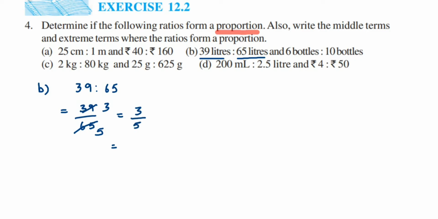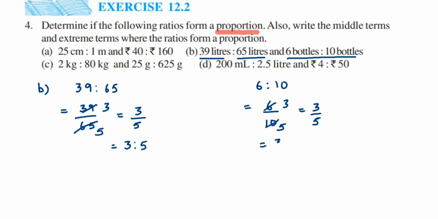This will become 3:5. Now second part we have 6 bottles and 10 bottles. Both are in the same units. So 6:10. Convert this into fraction. This will become 6 by 10. Now you can cancel this in the 2 table. 2 3s are 6 and 2 5s are 10. So here we got 3 by 5. Convert back this into ratio. This will become 3:5. So you can see that both ratios are the same, right? 3 by 5 and 3 by 5. If they are the same, it means they are in proportion. So when you write it down, this will become 39:65 is in proportion to 6:10.